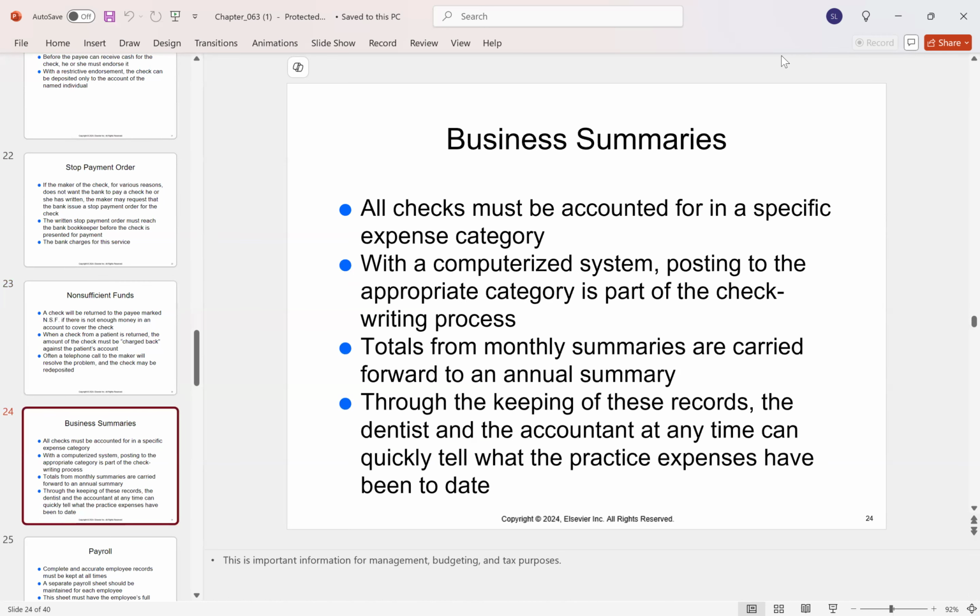All checks must be accounted for in a specific expense category, with a categorized system posting to the appropriate category as part of the check writing process. Totals from the monthly summaries are then forwarded to an annual summary. Through the keeping of these records, the dentist and the accountant can quickly tell at any time what the practice expenses have been to date.